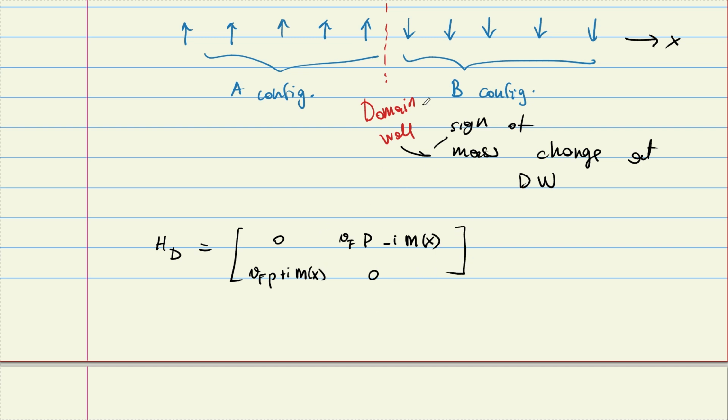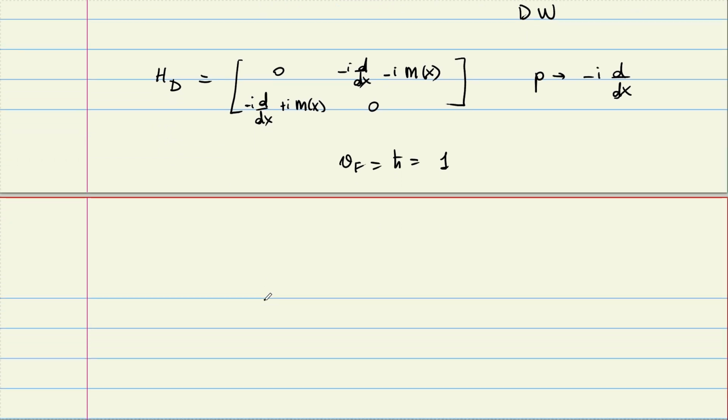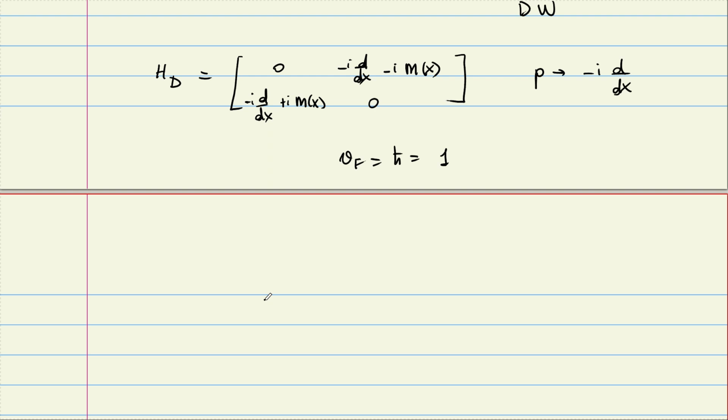And because now there's an X dependence, we are going to promote P to a derivative d/dx. Let's take V Fermi equal to h bar equal to 1. So this is 1, and actually this is going to be minus i d/dx. Good? How can we say V is the Fermi velocity? Yes, it's just a constant.